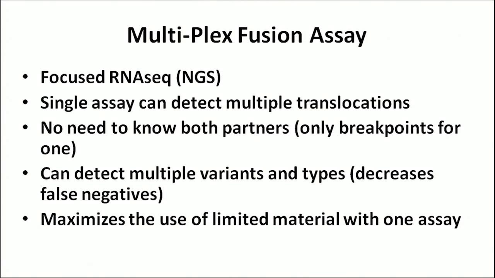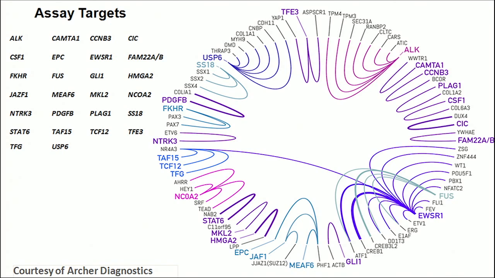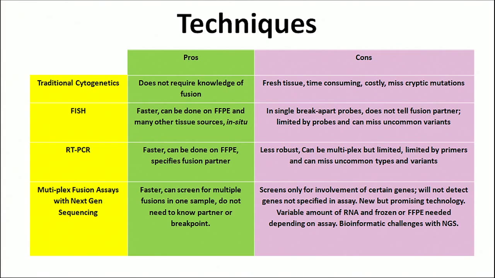So this really maximizes the use of limited material that you can see in one assay. This is an example of such an assay, where the breakpoints are targeted on the genes in the upper left-hand corner of the slide. And then regardless of what these are translocated with, the non-specific primer in the opposite direction will help you pick that up. So theoretically, you can pick up in a single assay many, many different specific translocations associated with sarcomas. This is an emerging approach that I think will become more and more widely used in the field.